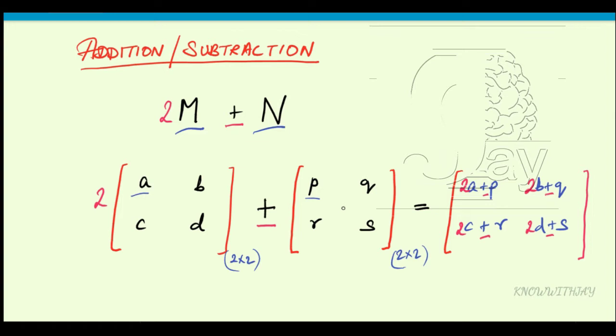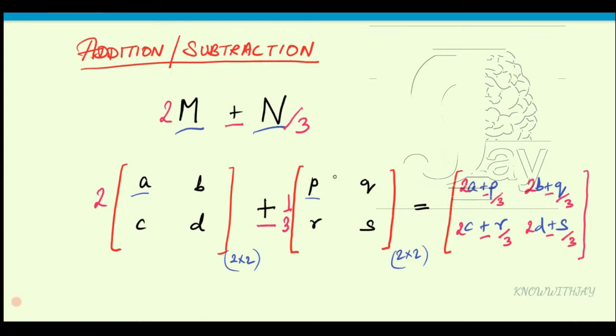Okay, now if I want to divide a particular matrix, suppose I want to divide the second matrix by 3. The whole matrix has to be divided by 3. That means each of the elements has to be divided by 3. So it should be p by 3. Similarly, I can do that with all the elements of the second matrix, matrix N. So r by 3 here, s by 3.